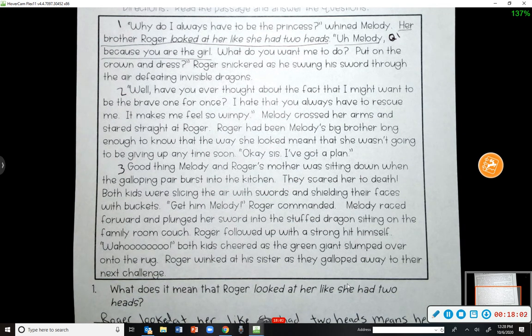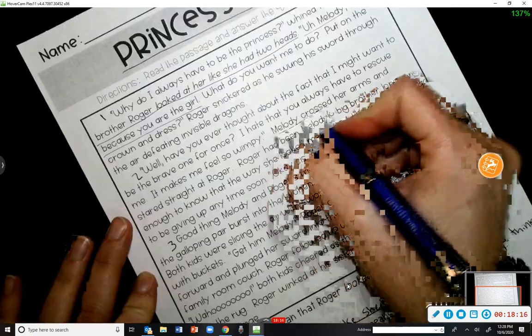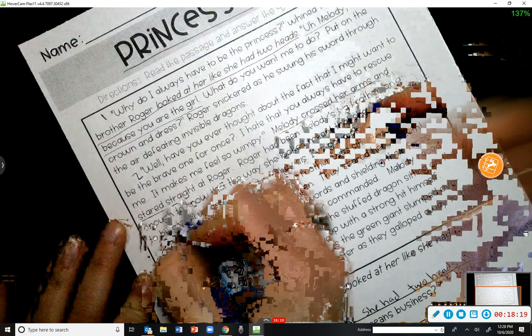Yeah. So that sentence right there. So let's go ahead and underline that. Melody crossed her arms and stared straight at Roger.